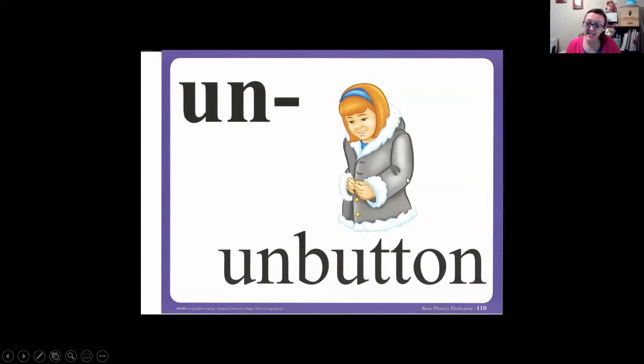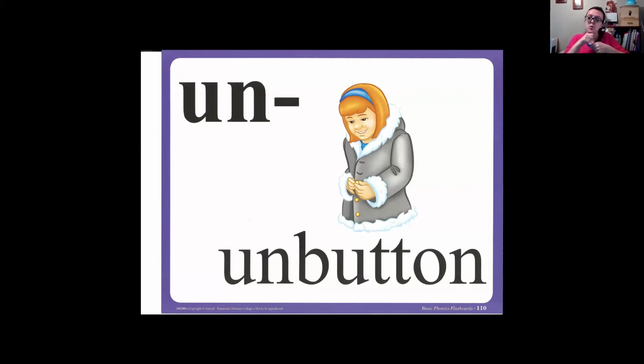Now, let's move on to two new special sounds. First one, un in unbutton, U-N. Un in unbutton, U-N is a prefix that comes before a root word. When you put un in front of a root word, you do the opposite. For example, button is the root word in unbutton.